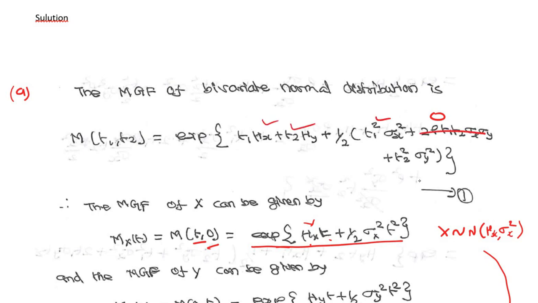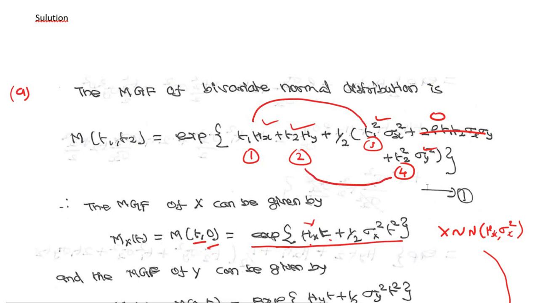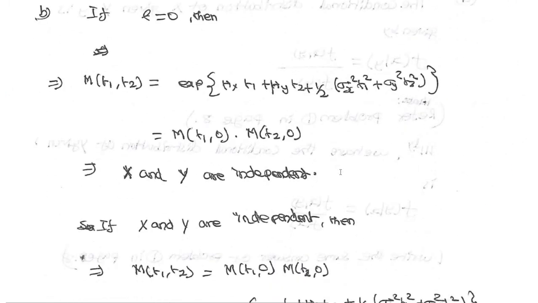Then I have four terms: 1, 2, 3, 4. I will combine them like this. This is the first term, this is the second term, this is the third term, and this is the fourth term. I am combining the first and third terms, and the second and fourth terms, and writing them as exponentials. That's my plan. It can be written as exp of mu x t1.